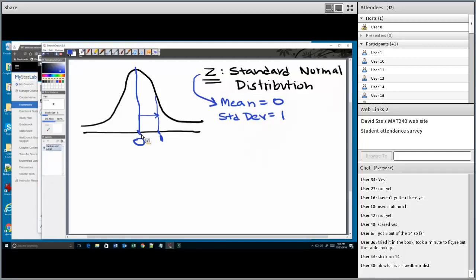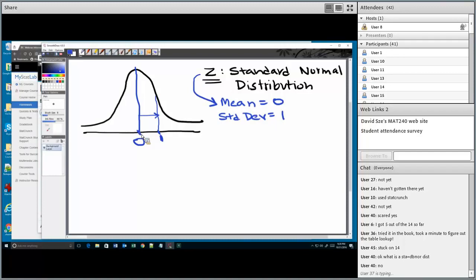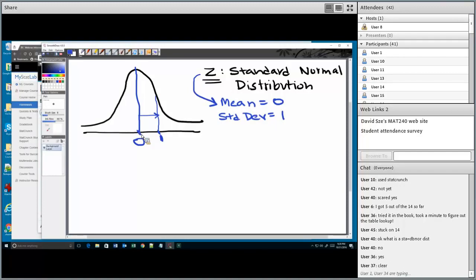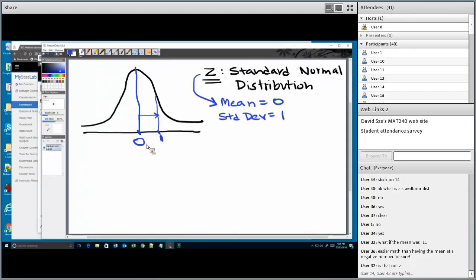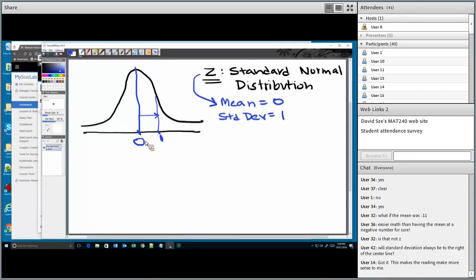Ask me questions. Is this clear or no? I'm going to stop here because this is very, very important. It's very important to know what we're talking about here. Okay, two of you said no. So ask me exactly what, and maybe I can go over it one more time. Then, Alfred, that would not be a standard normal distribution. That is not a Z.